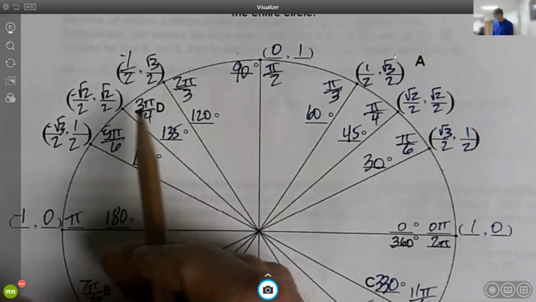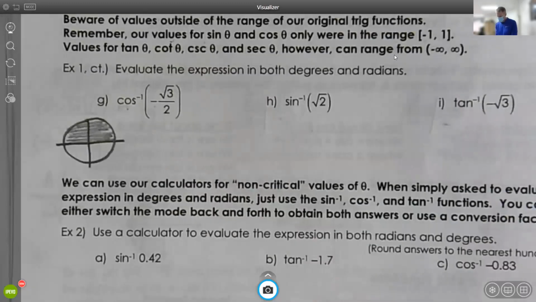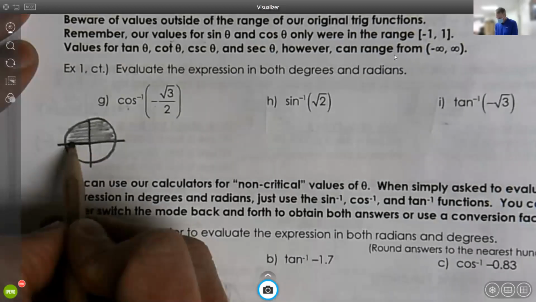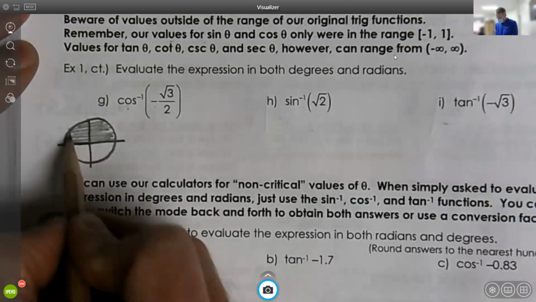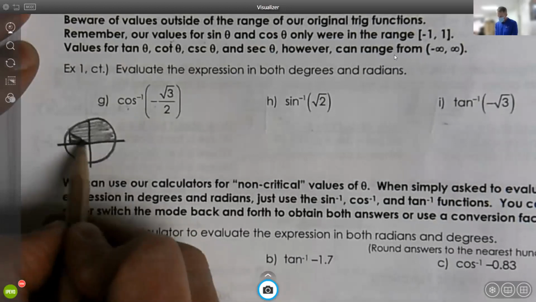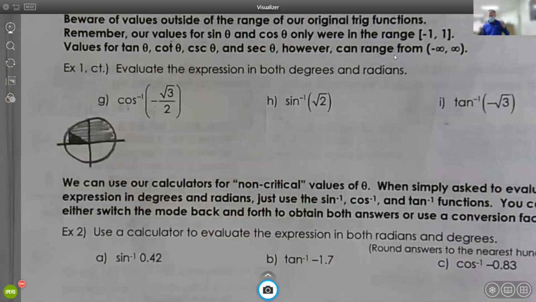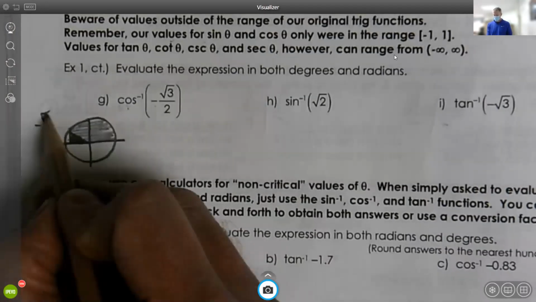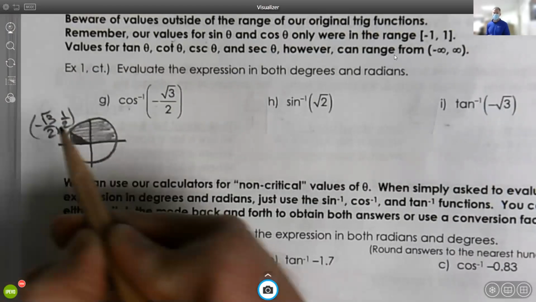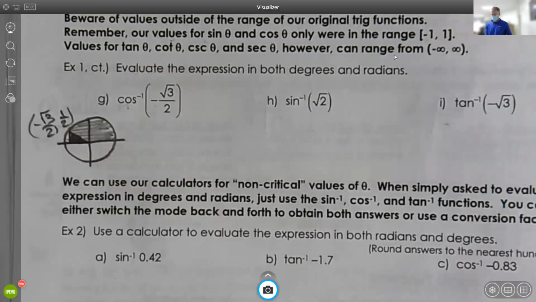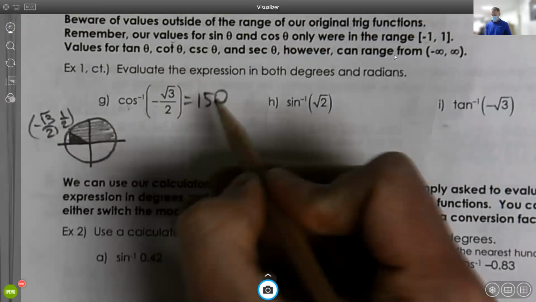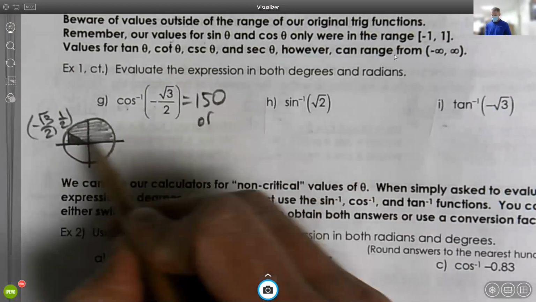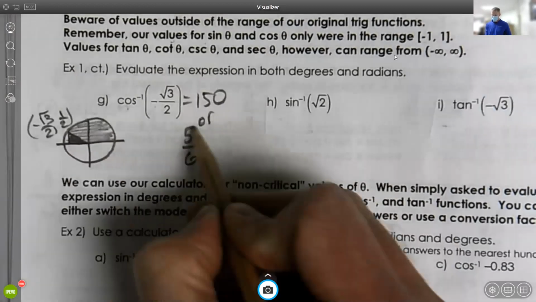So negative root 3 over 2, that's the long side. So if you think about the long comes way out, and then you go up half. So that's how you would know that you're way out there. That is your negative root 3 over 2, positive 1/2. That's your coordinates. So that's at 150, or you could also call that, it's over 6, right? So it's 5 pi over 6.